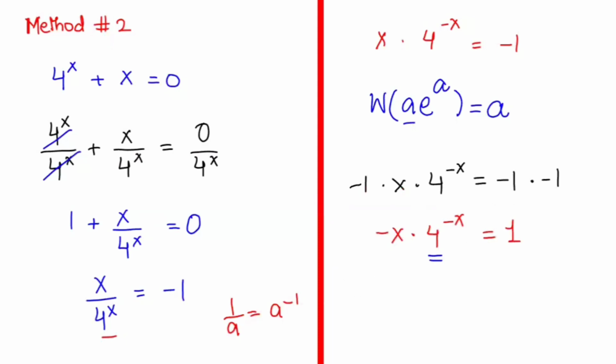Now here I am going to use another natural log property, that is e to the power of ln of a is equal to a. So here I will write e to the power of ln of 4 is equal to 4. So in replacement of this 4, I will write this. Therefore, this equation turns to -x times (e to the power of ln of 4) whole to the power of -x is equal to 1.